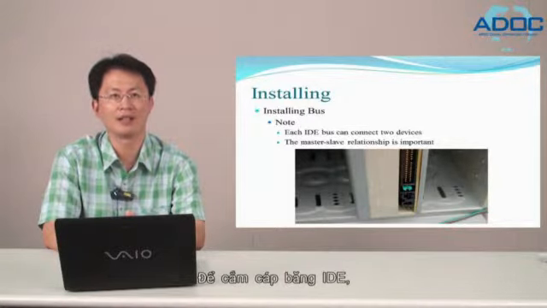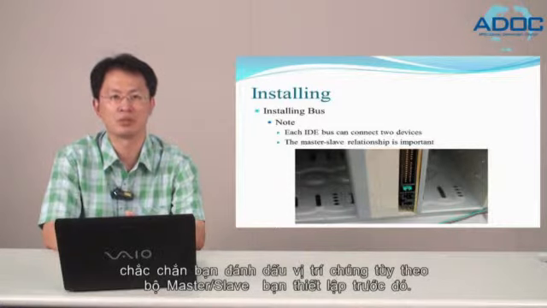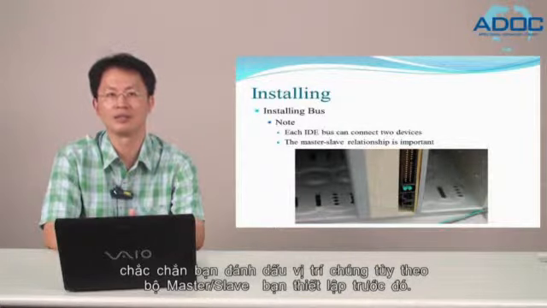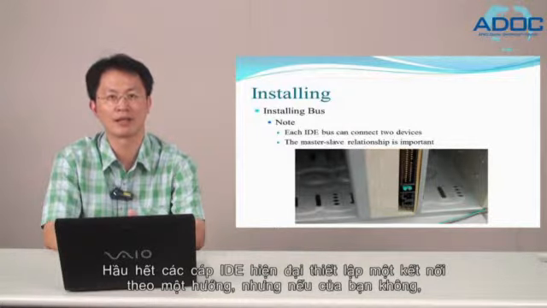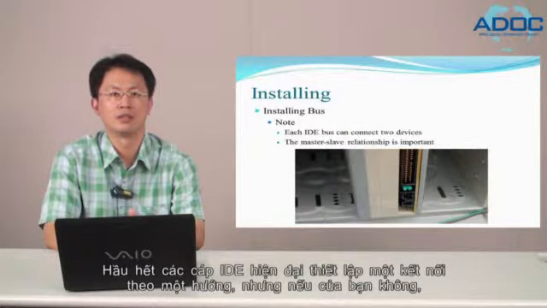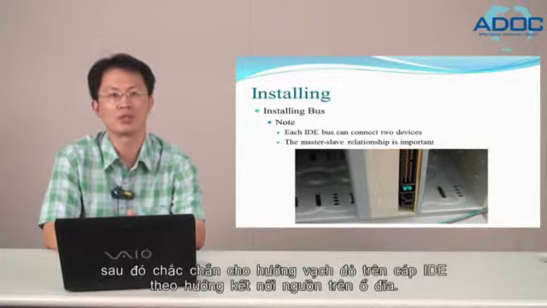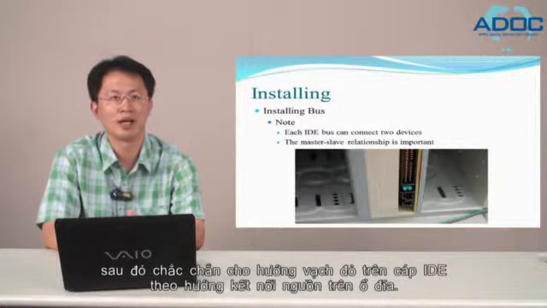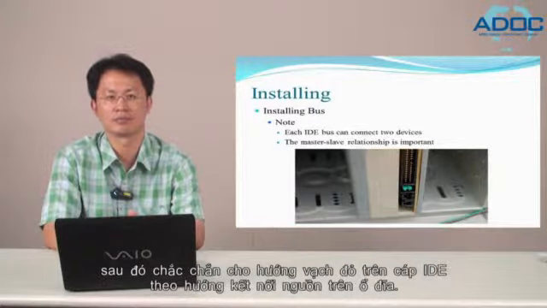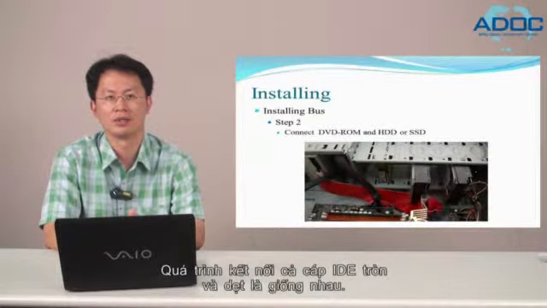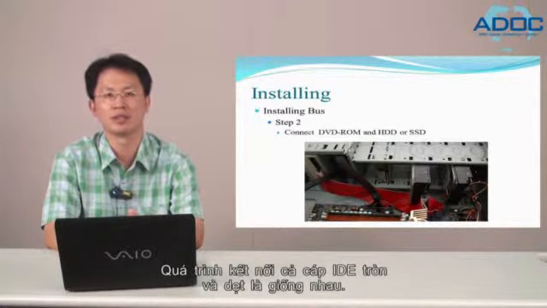To plug in the IDE ribbon cables, make sure you position them according to the master slave setting you set earlier. Most modern IDE cables are set to connect in one orientation. But if yours isn't, then make sure to direct the red stripe on the IDE cable towards the power connector on the drive. And the process for connecting both rounded and ribbon IDE cables is the same.